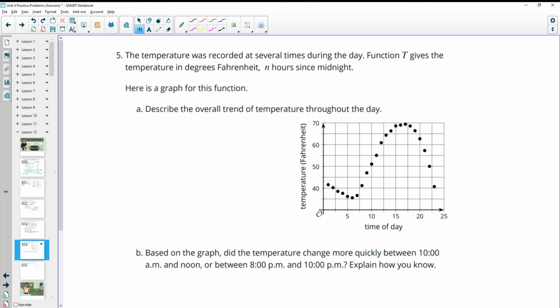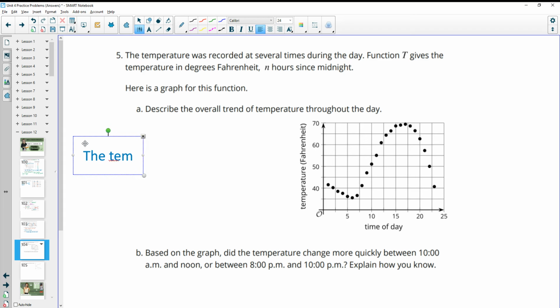Number 5, the temperature was recorded at several times during the day. Function T gives the temperature in degrees Fahrenheit, n hours since midnight. Here's a graph for this function. Describe the overall trend throughout the day. So what's kind of happening throughout the day?